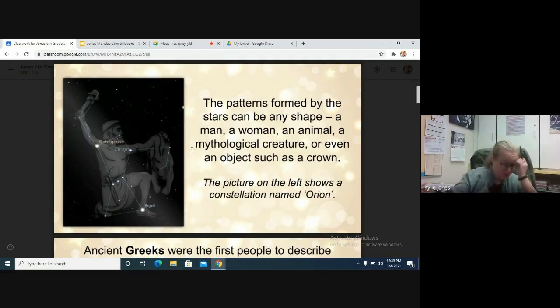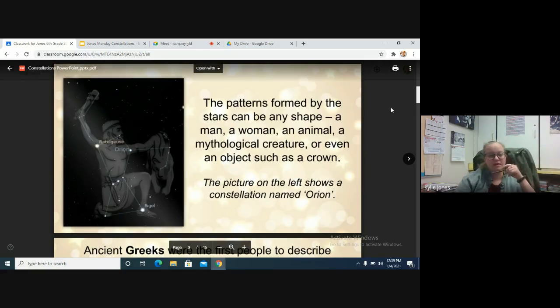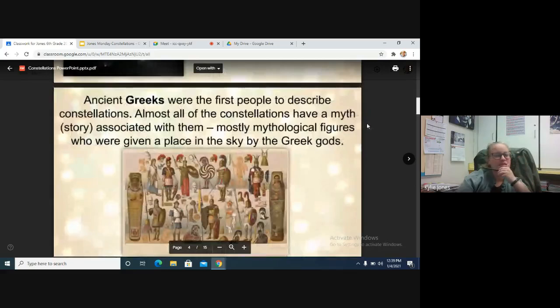All right, and then our next part, if we keep scrolling, ancient Greeks were the first people to describe constellations. And we were just talking about ancient Greece a lot last quarter at the end when we talked about the gods and stuff of ancient Greece and things like that. But most of those constellations that you see in the sky are associated with a myth that was told by the ancient Greek people. So a lot of the things in the sky are mythological people. Like I'm pretty sure there's Hercules in the sky, Orion, things like that.